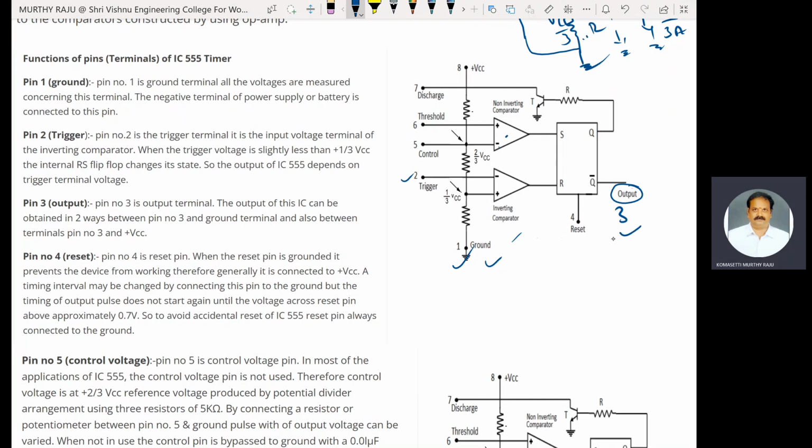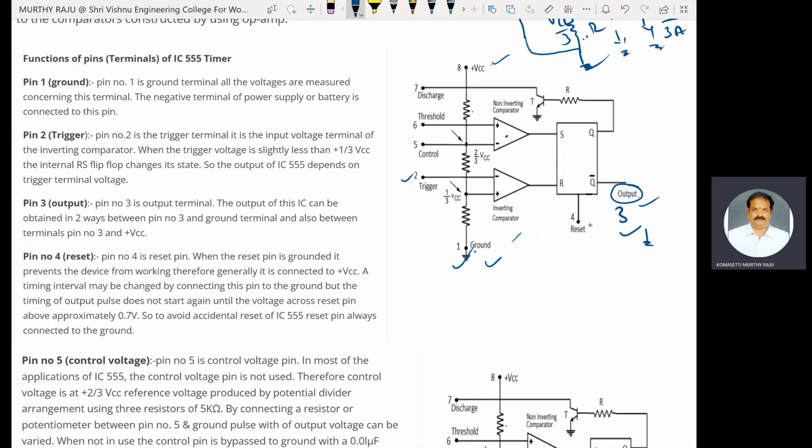Pin number 3 is the output terminal. The output of this IC can be obtained in two ways: between pin number 3 and the ground, and also between pin number 3 and plus VCC. Next one, pin number 4.